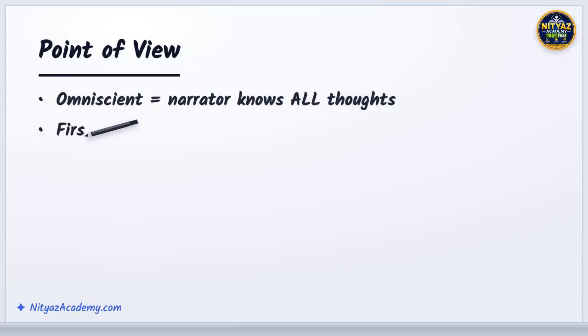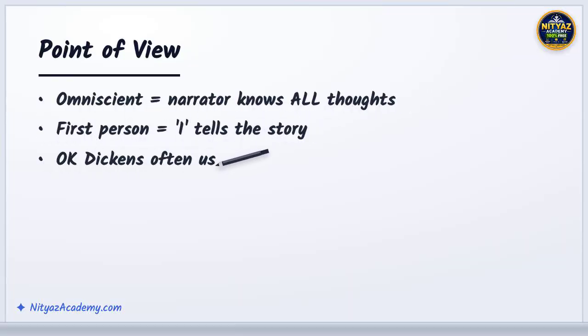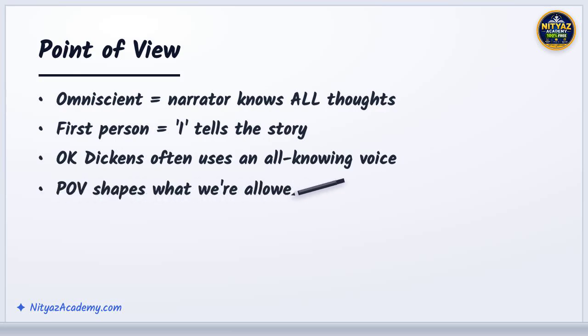Victorian novels live or die by point of view. An omniscient narrator knows every character's thoughts and can comment on the whole world, a tool Dickens uses masterfully. A first-person narrator, the I, limits us to one mind, as in Jane Eyre. Always identify the narrator first, because point of view controls exactly what you, the reader, are allowed to know and trust.